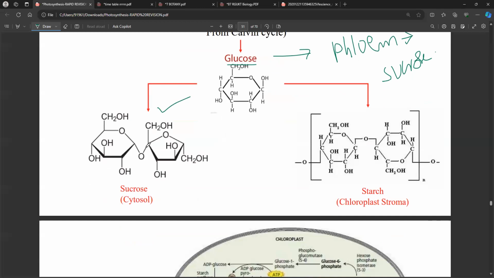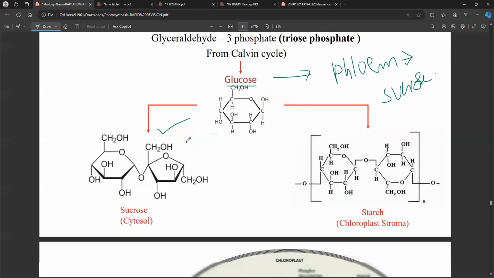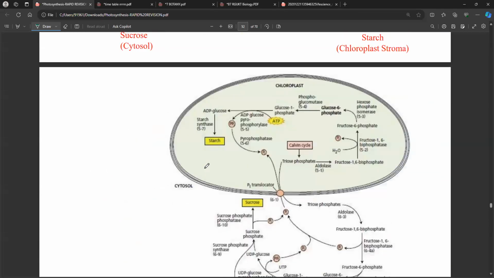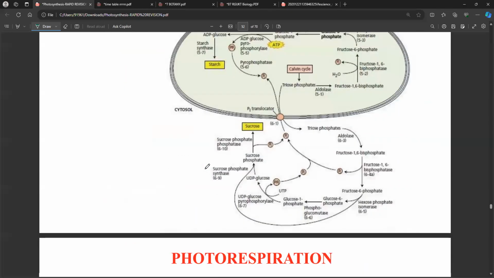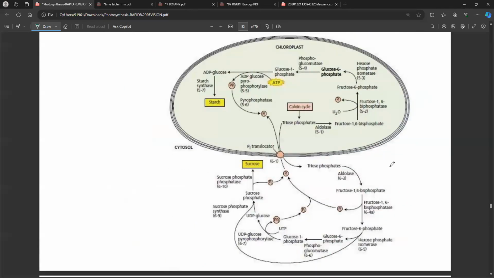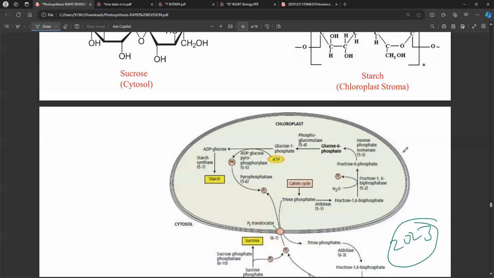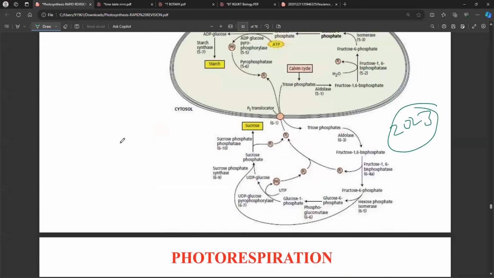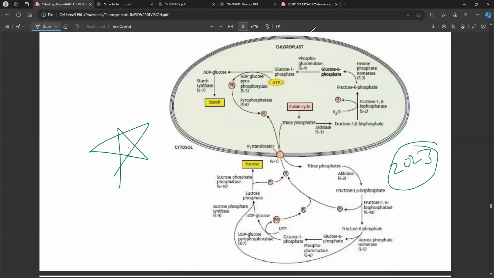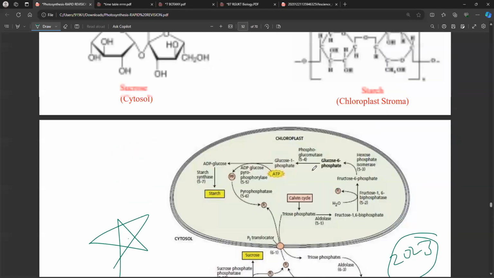So how can it be converted? Again, by using certain enzymes. I don't know whether you people observed this or not. In the 2023 afternoon shift question paper, the question is from this slide. Even I did not expect that the question would be exactly from this slide. This we will include in the PPP pathway, where I will explain to you. This is the question they have asked.